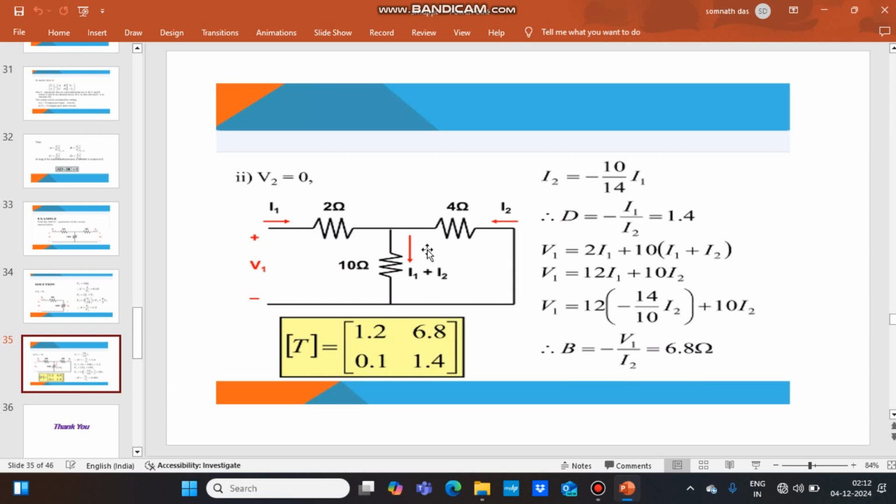So from this network, we can write V1 equal to 2I1 plus 10 into (I1 plus I2). V1 equal to 12 I1 plus 10 I2. V1 equal to 12 into, in place of I1, we write minus 14 by 10 I2. This we are getting from the above equation, I2 equal to minus 10 by 14 I1. So V1 equal to 12 into minus 14 by 10 I2 plus 10 I2. So B equal to minus V1 by I2, that is equal to 6.8 ohm.